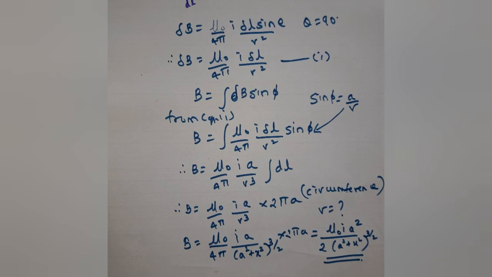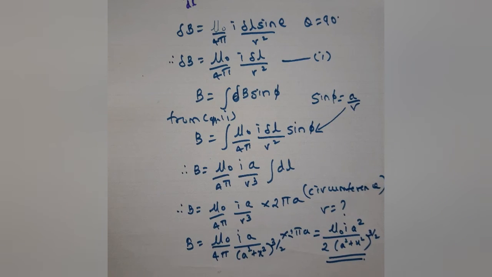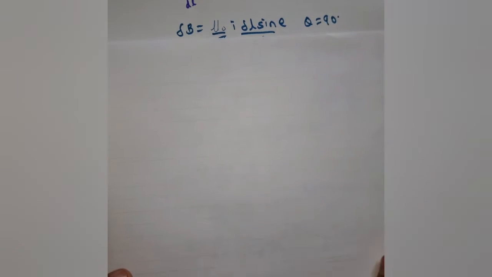But this is for one loop. So let's say if I want to find it for n number of loops, what we do is that we just multiply this whole equation by n. So if I multiply this whole equation by n, it will be mu naught n I a square upon 2 times a square plus x square raised to 3 by 2. So actually it would look something like this.